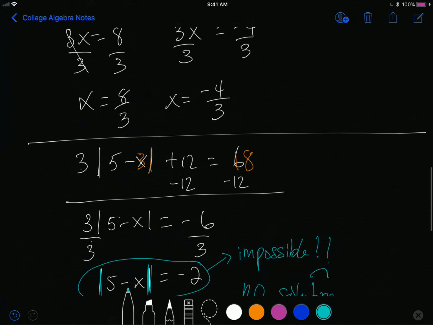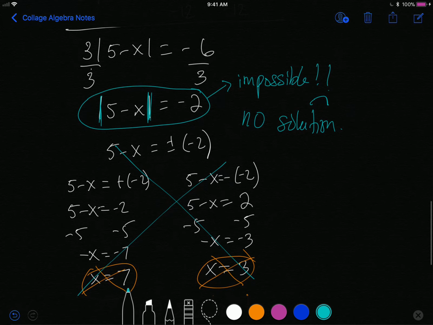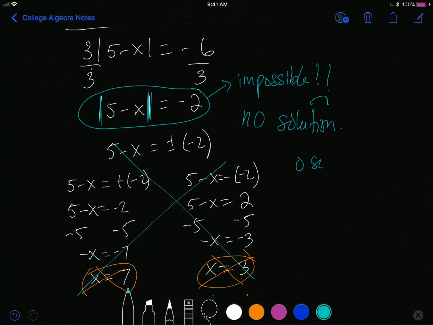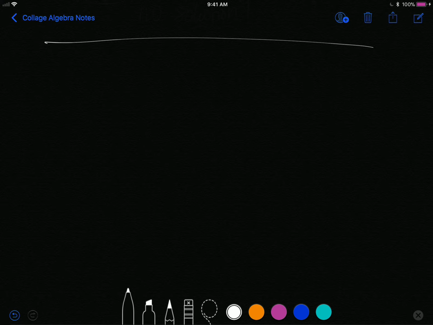So far, on the first few problems, we got 2 solutions. In this problem right here, we got no solutions, 0 solutions. Is it possible to get 1 solution? Consider this problem right here. Let's say I have 2 times the absolute value of x plus 3, plus 5, is equal to 5, and I am trying to solve this equation. So I go ahead and subtract 5 from both sides.